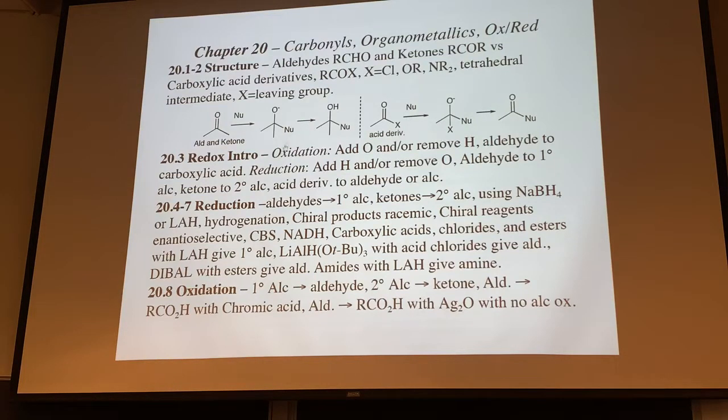If we're using hydride reagents, it's an idea of reduction. Reduction means adding hydrogen or removing oxygen. Oxidation, just the opposite, means adding oxygen or removing hydrogen, okay? So if we reduce an aldehyde with a hydride, we go to a primary alcohol. Reduce a ketone, we go to a secondary alcohol. The derivatives can either go to an aldehyde or an alcohol, depending on what the reagents and the conditions are. So reduction, these are the new reactions here in chapter 20. We'll use two different reagents, sodium borohydride right here, and also lithium aluminum hydride, LAH. It has its own acronym there.